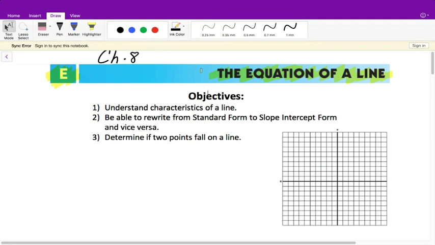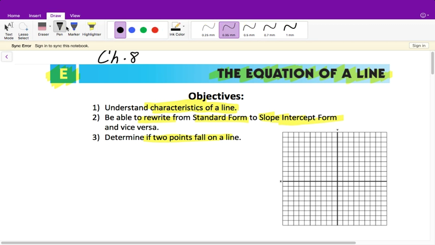So our objectives for today, what you need to know from this video, is you need to understand the characteristics of a line. You need to be able to rewrite from standard form to slope-intercept form and vice versa, meaning from slope-intercept to standard form. And then you also need to be able to determine if 2 points fall in a line. So those are things that you have to be able to know from the end of this video.